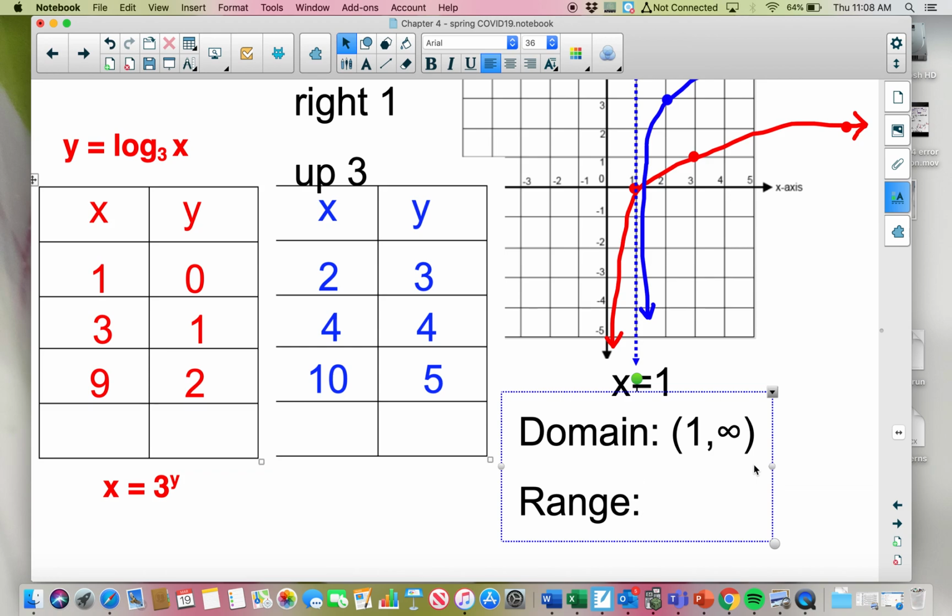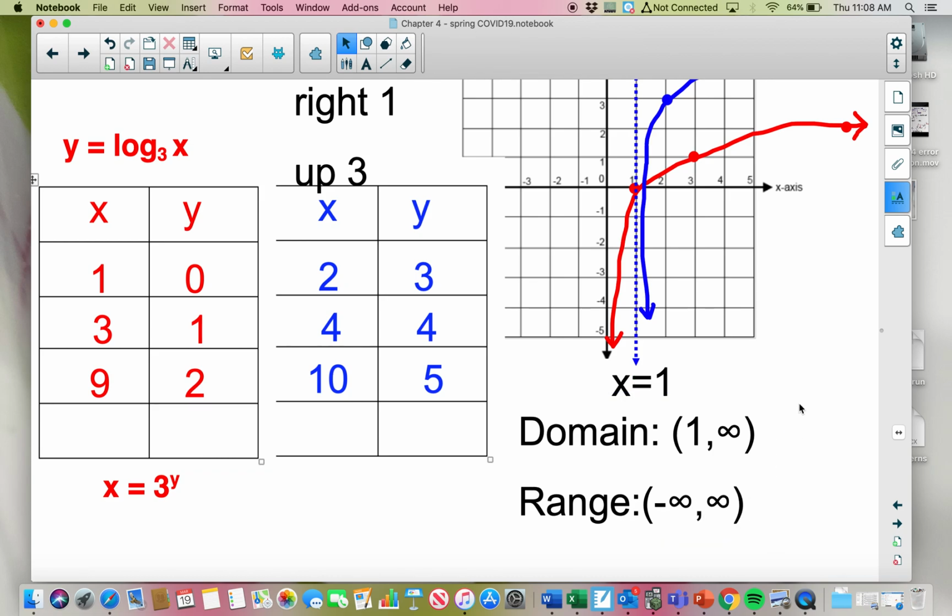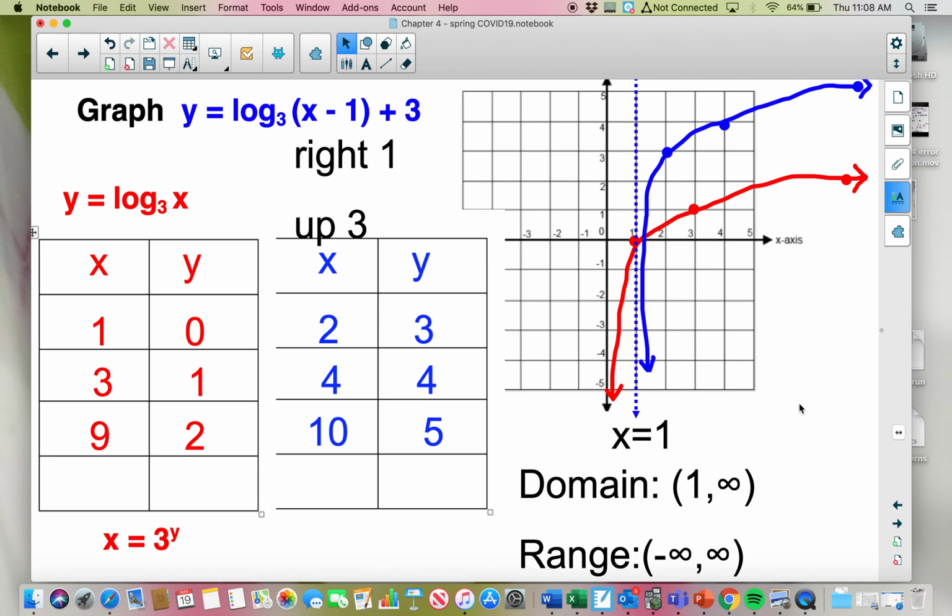And what's your range? Well, your range, again, is all real numbers. So I could say negative infinity to infinity, or you can just say all real numbers. That's fine as well. So hopefully you're feeling comfortable. Log graphs, they are tough. I will be honest with you. They are very thought-provoking, so spend some time on this, okay?